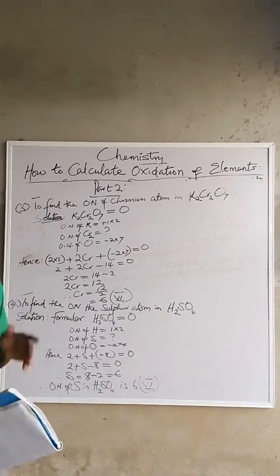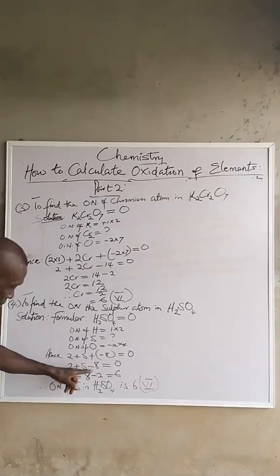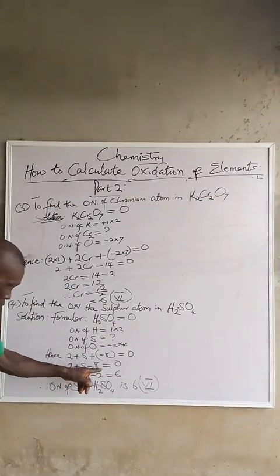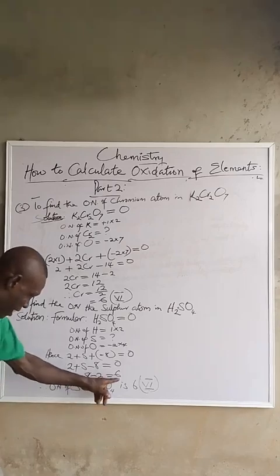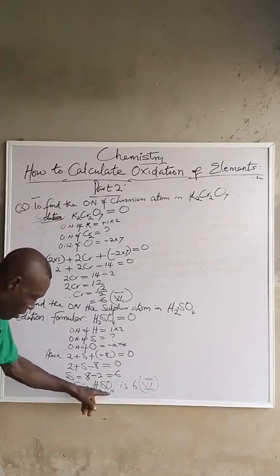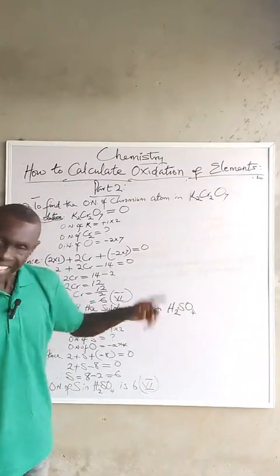Now, our concern is sulfur. So, taking sulfur out, 2 and -8 must cross the equality. So -8 will cross to become +8, and +2 will cross to become -2. So, 8 minus 2 will give you 6. So, the ON of sulfur in H2SO4 is what? 6. That's why it's called tetraoxosulfate 6 acid.